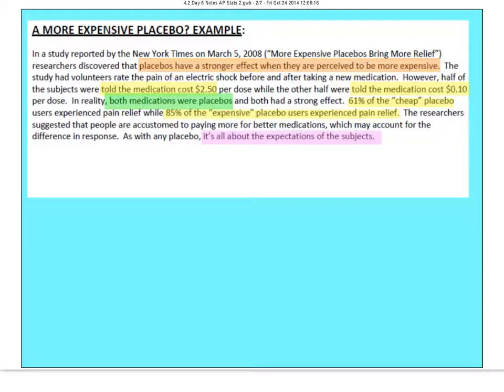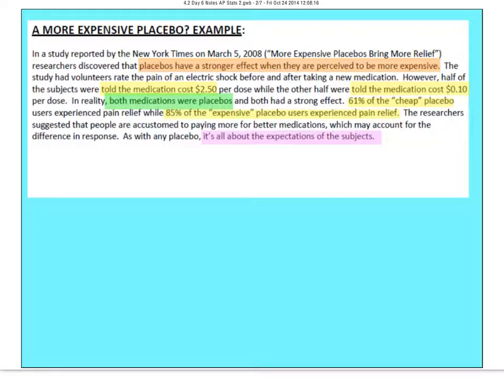Here's a nice real-life example of a placebo effect in an experiment. In a study reported by the New York Times back in 2008 about bringing relief, researchers discovered that placebos have a stronger effect when they are perceived to be more expensive. The study had volunteers rate the pain of an electric shock before and after a new medication. However, half of the subjects were told the medication they were taking cost $2.50 per dose, while the other half were told the medicine only cost 10 cents per dose. Both medications were placebos, neither were active.